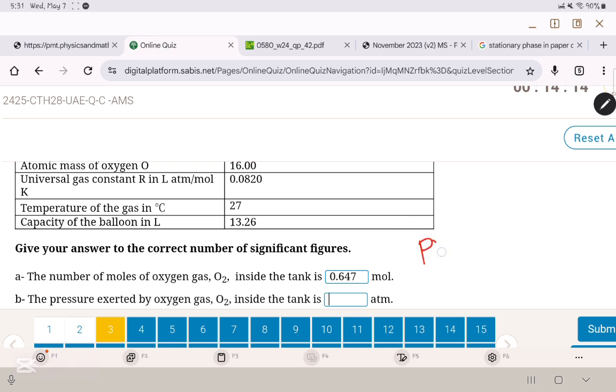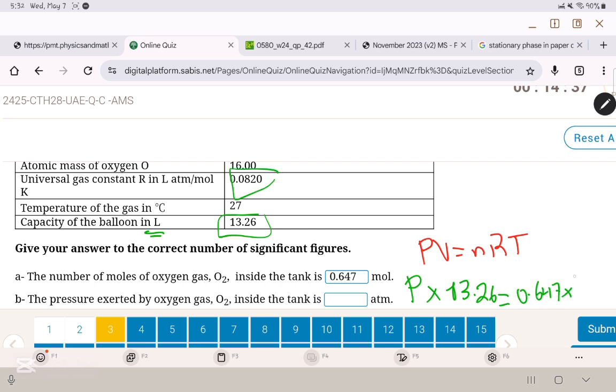Now, the pressure exerted by the oxygen gas, O2, inside the tank, so pay attention. We should know that the equation is PV = nRT. P is the pressure, and we need to find the pressure. So P times the volume. Volume is capacity, so in this case it is 13.26. Make sure they're all in their correct units. Liters is the correct unit. This is equal to the number of moles, which is 0.647, times R, which is a constant, 0.0820, multiplied by T. Here they gave you the temperature in degrees Celsius, so we'll need to change it to Kelvin. We'll add 273 to it. So 27 plus 273 is 300. So times 300.